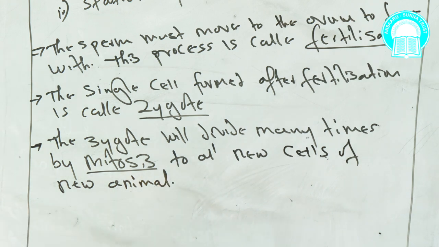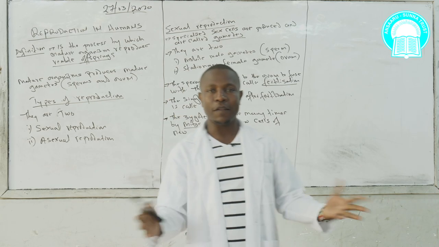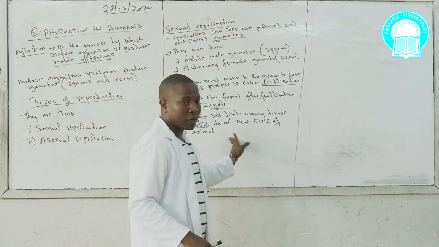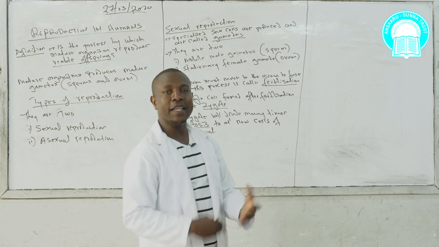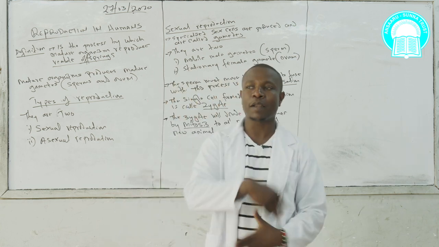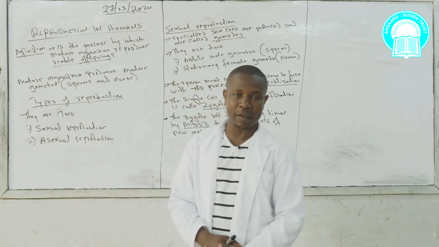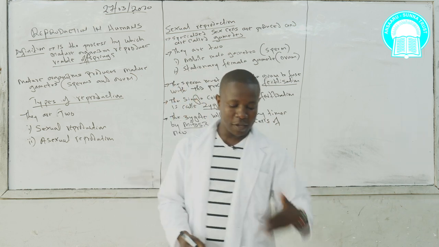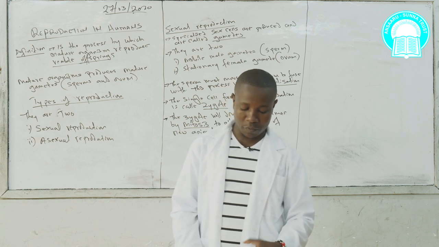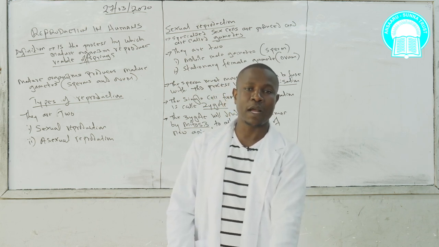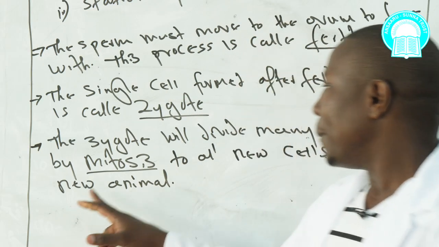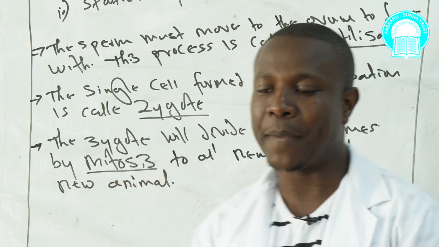So when you talk about mitosis, mitosis is a type of cell division. Cell division is the increase in the number of cells, or the replication of the cell, whereby one cell divides to give us two cells, or two cells divide to give us four cells. That is what we mean by cell division. There are two types: mitosis and meiosis.